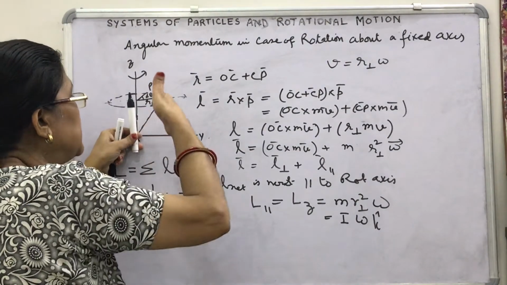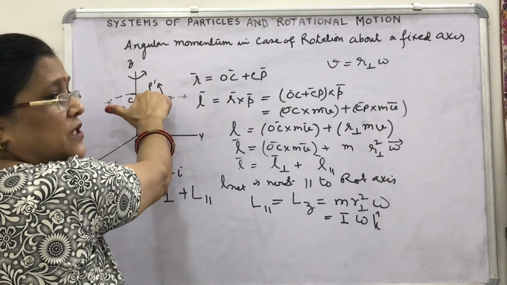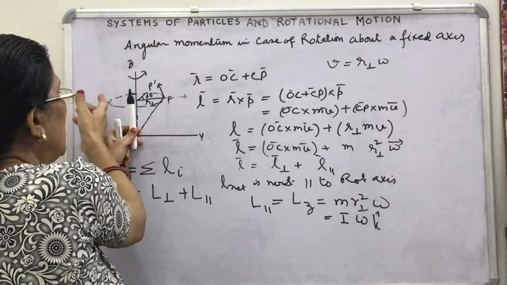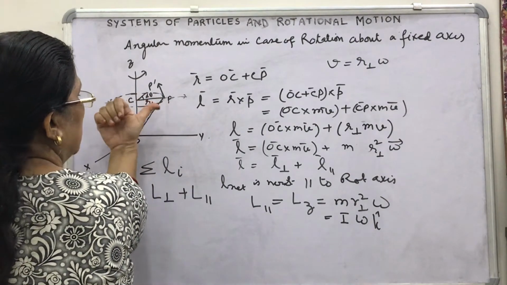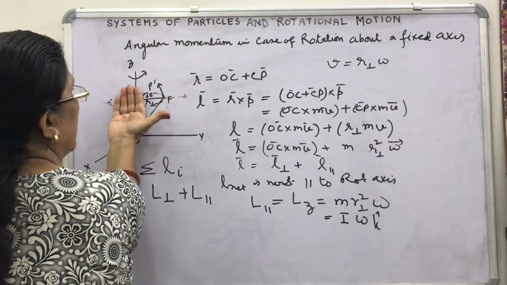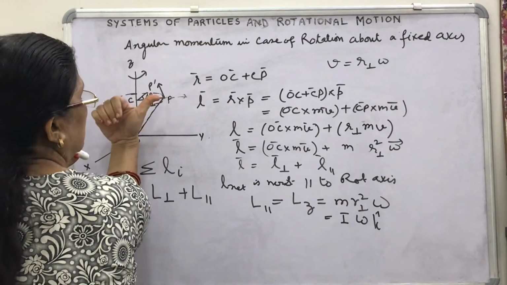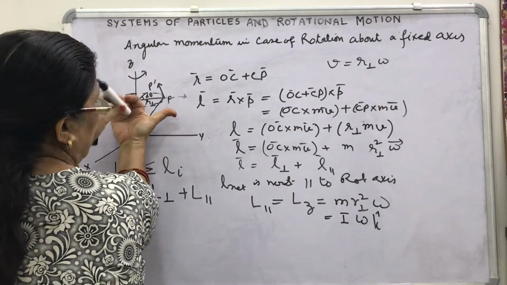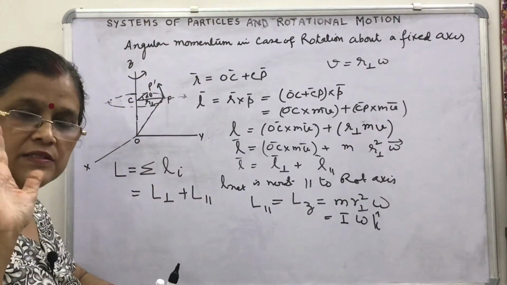We have seen r cross v gives the direction of angular momentum. For the particle on this side, what will you get for OC and v? Look here, curling the fingers from r towards v. Here the v is outward, then r towards v. Then these two components of L perpendicular, in this direction and in this direction, will be cancelled.